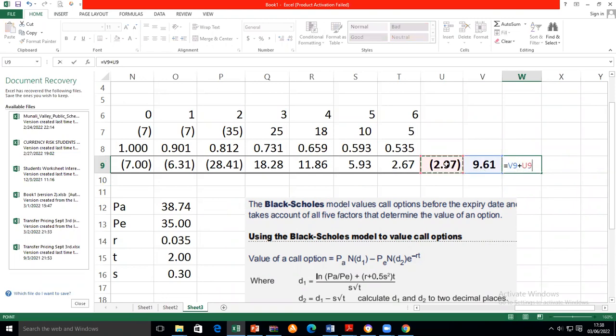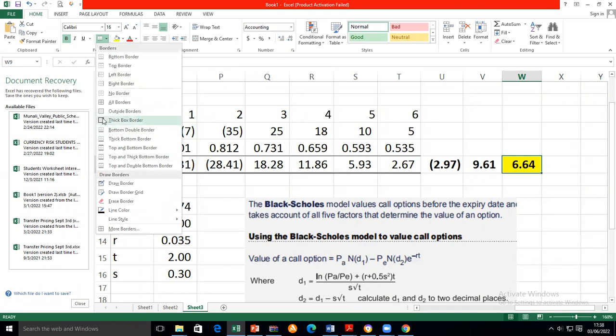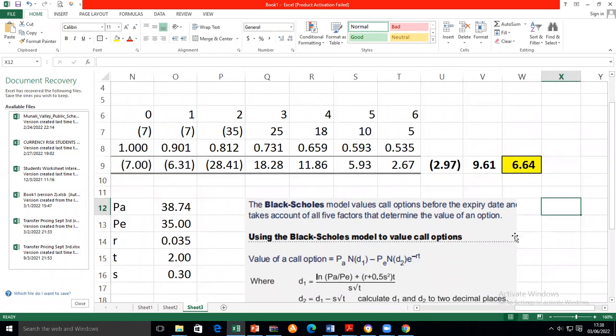Have you seen the impact now? The impact is that overall, that's the impact overall. So this right to delay has got a value of 9.61. So what's the net effect now? Plus 6.64. So we must go ahead with this project. There's flexibility which is embedded here, which has been ignored.